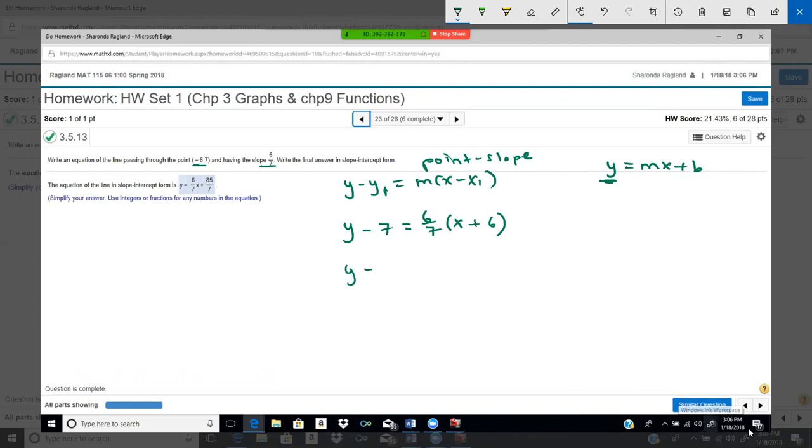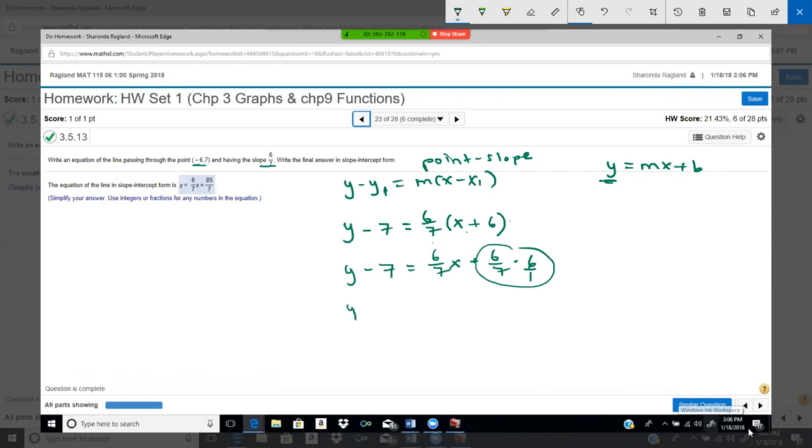So we have y minus 7, and I'm distributing a fraction. So 6 over 7 times x is 6 over 7x. And then I have plus 6 over 7 times 6. All right, so that's 6 over 1. So how do you deal with this?